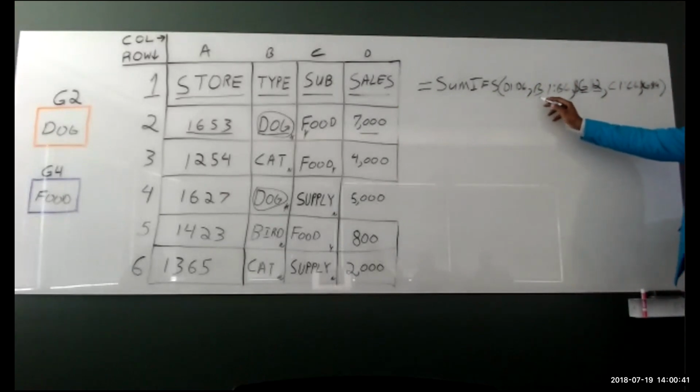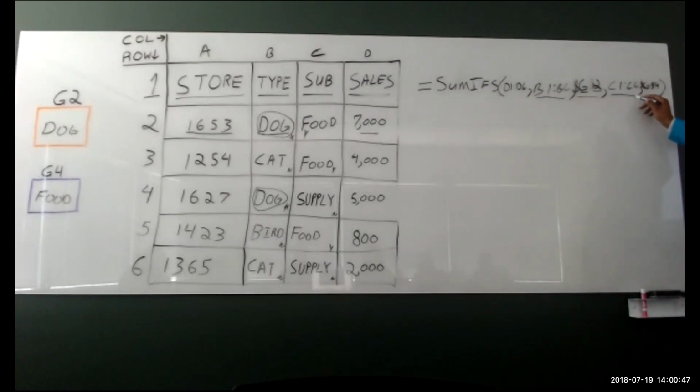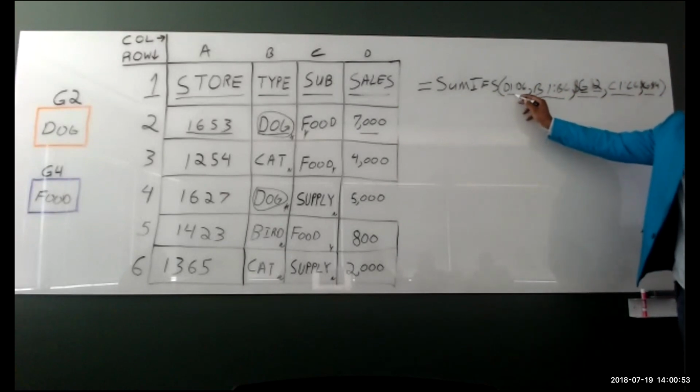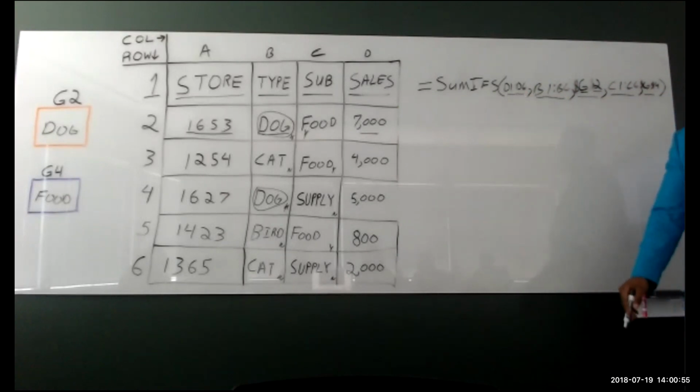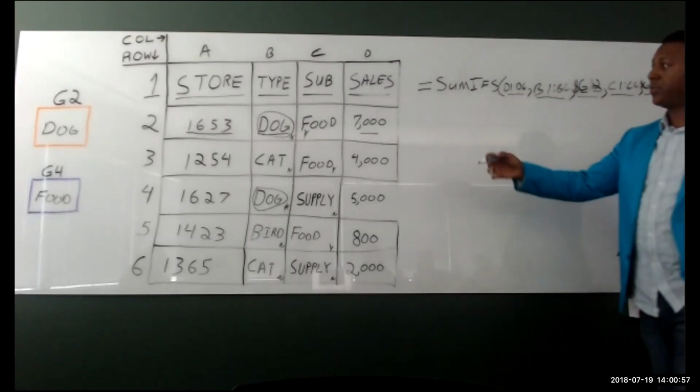What do you want me to sum? Well, go look in B6, tell me where you find dog. Then go look in the C and tell me where you find food. Okay? But this is the only thing that changed: what you want it to sum. So it's going to do the same calculation.